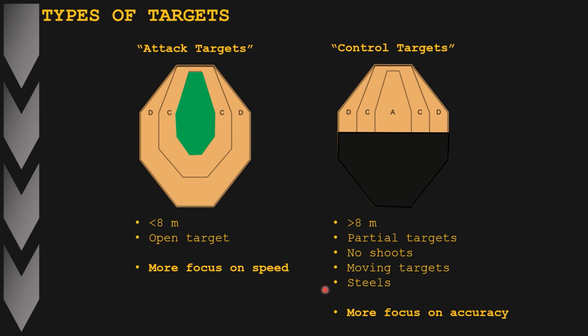Now, why is this relevant? If you distinguish these two types of targets whilst you are listening to the stage briefing and you do your walkthrough, that enables you to determine which type of tactic or technique you're going to use to engage these different targets.